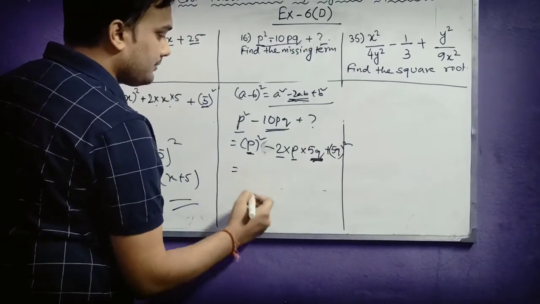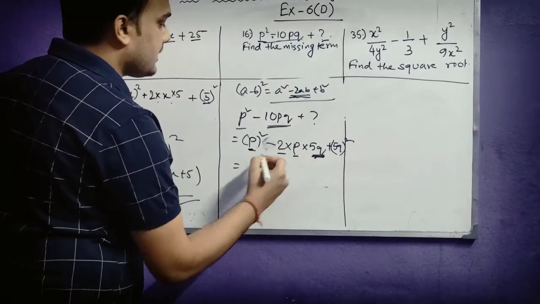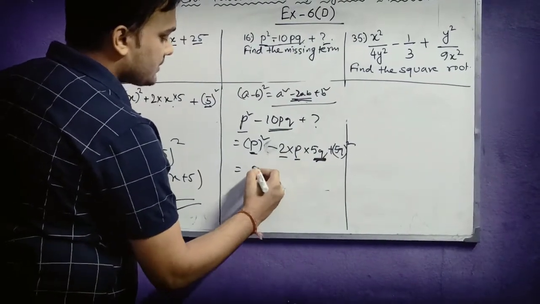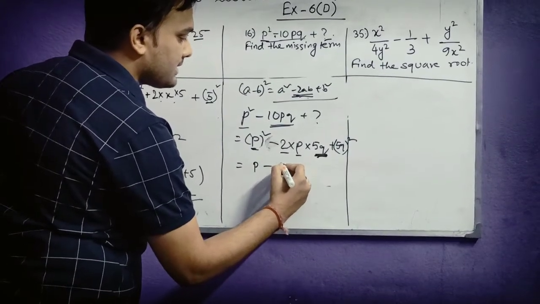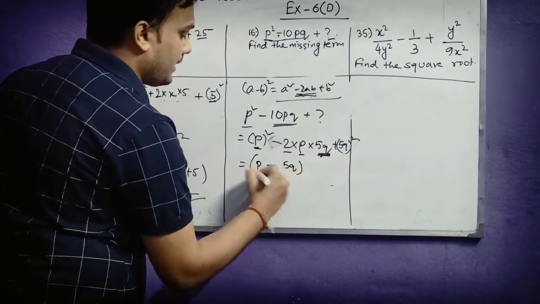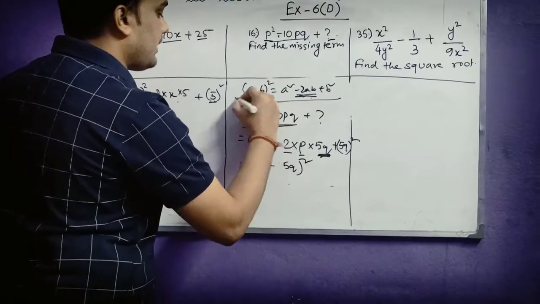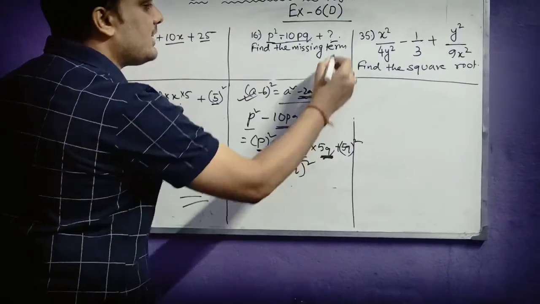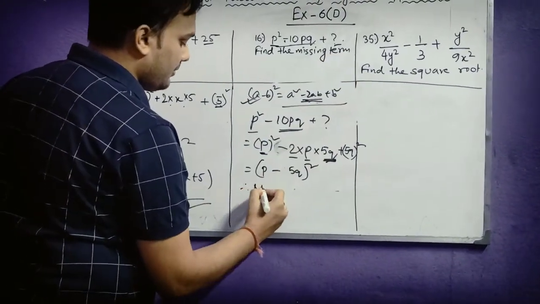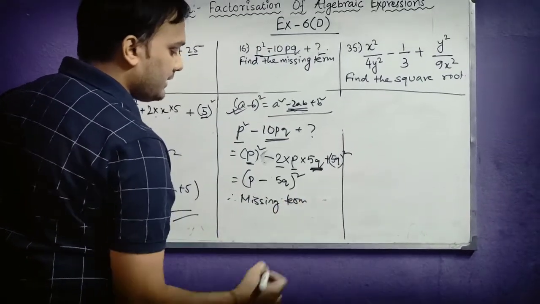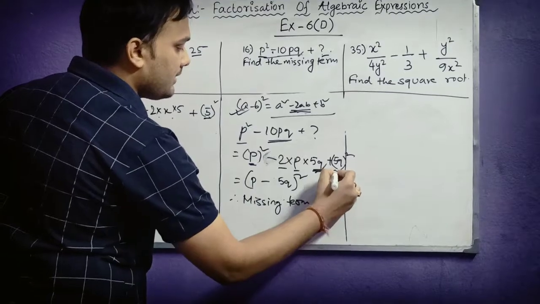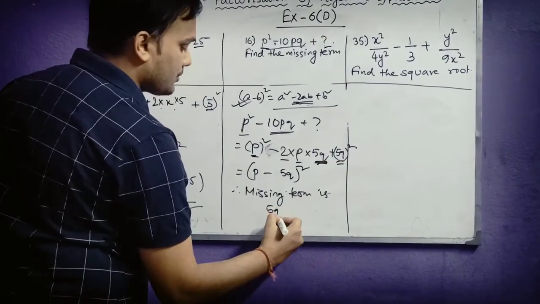So your answer will be p square, or in square form if you want to write, it will be p minus 5q whole square according to this formula. Okay, but what is the missing term? Therefore the missing term is, you can directly write, no issue. Missing term is this one, 5q square.